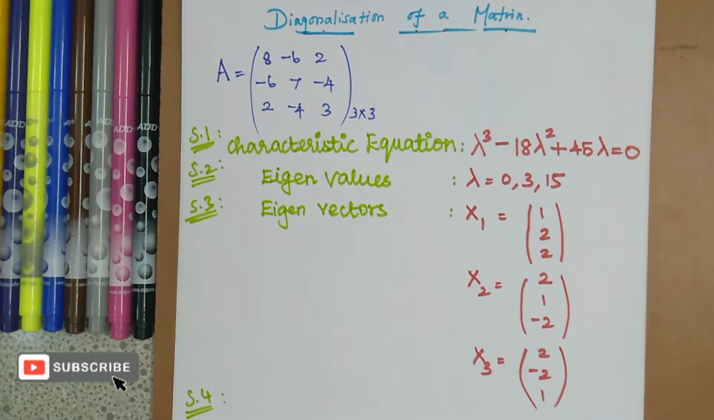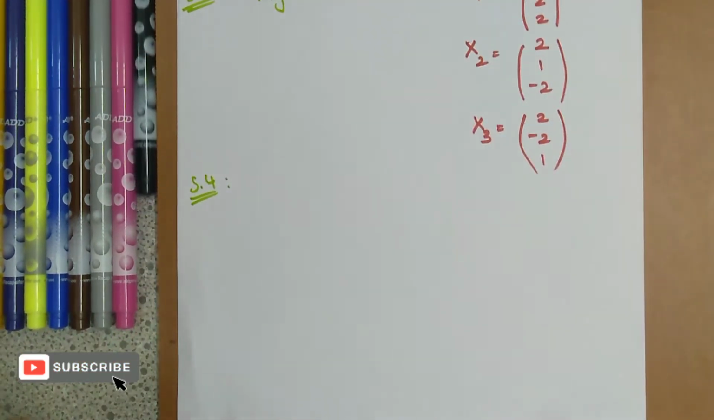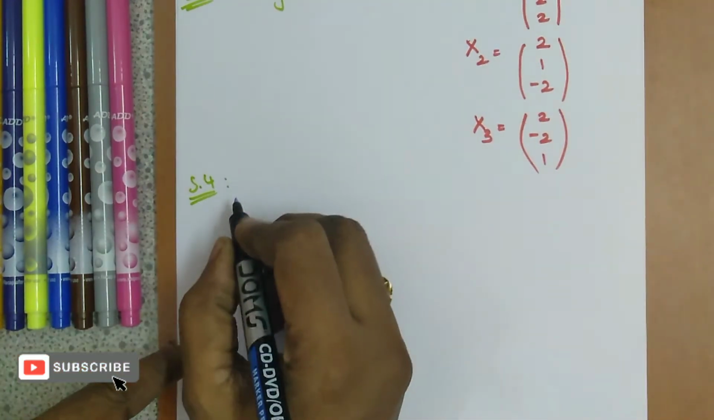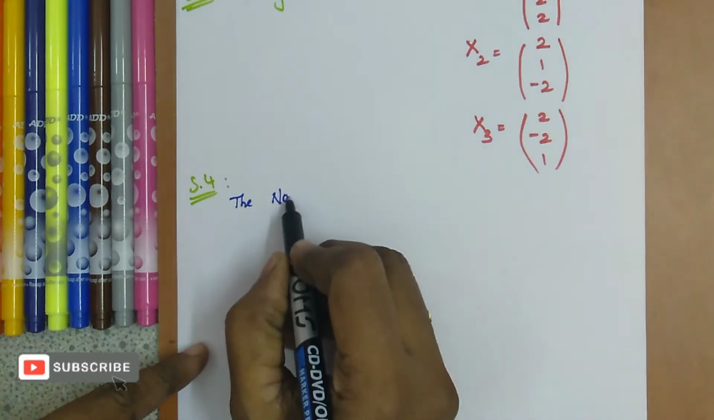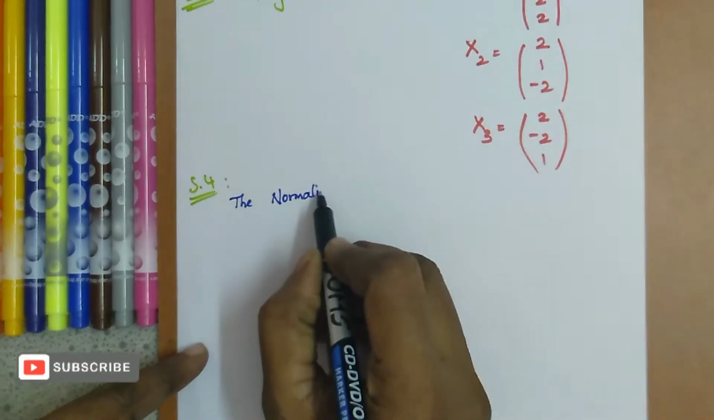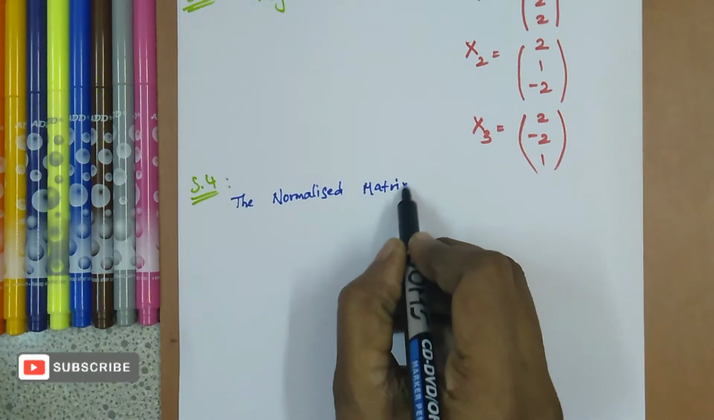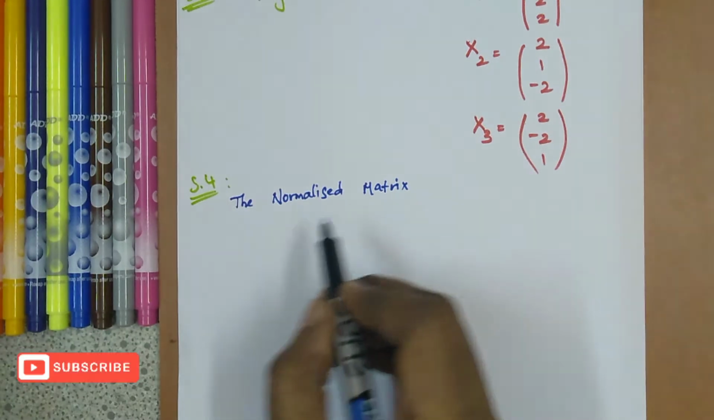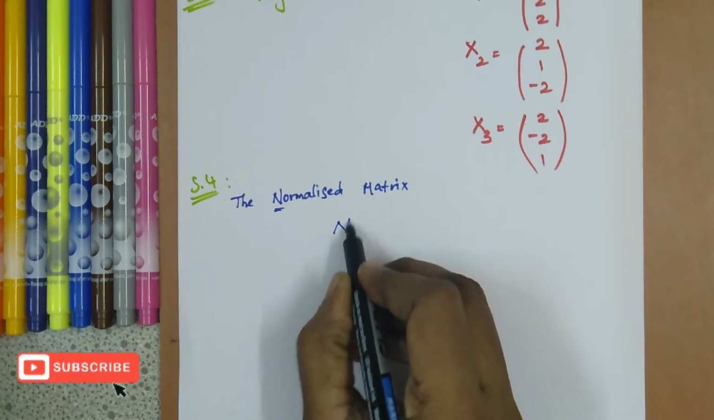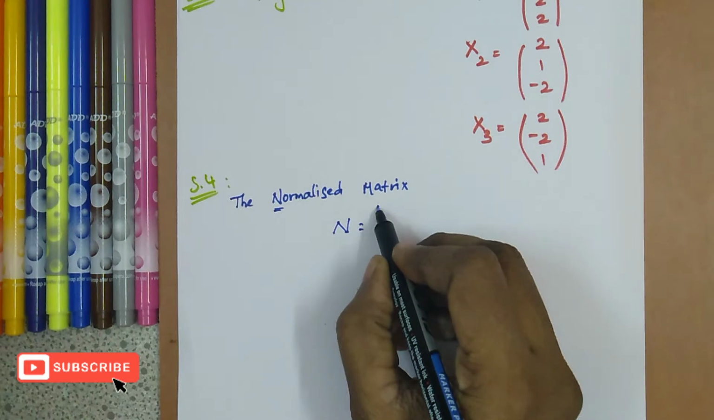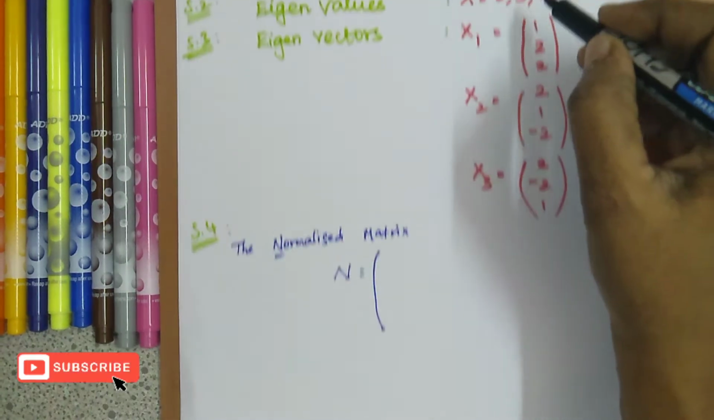What is our step 4? We are going to normalize the eigenvectors. The normalized matrix. See, normalization, first letter N, no? So here we can refer to the normalized matrix as capital N equal to. So capital N, how to write this? First we will take the first eigenvector. The first element is 1.